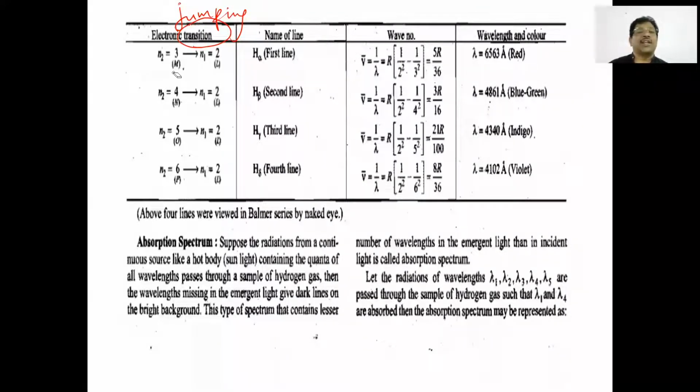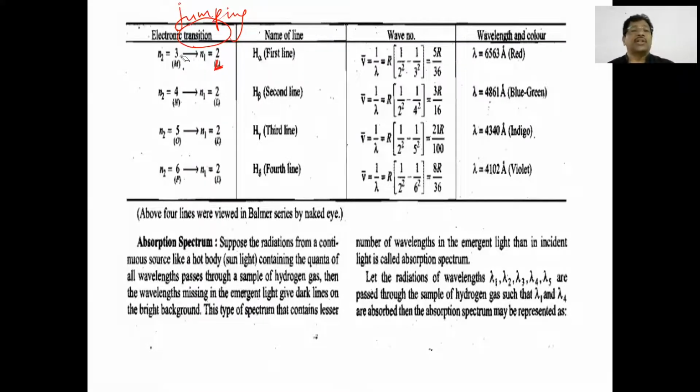Now, electronic transition in the first case, what are we taking? Third orbit to second orbit. From the third orbit, n2 value 3, the electron is coming to n1 value 2. From 3 to 2, the electron is coming. 3 is which shell? M shell. 2 is what? L shell. So from M shell to L shell, the electron is jumping here. Is that clear?